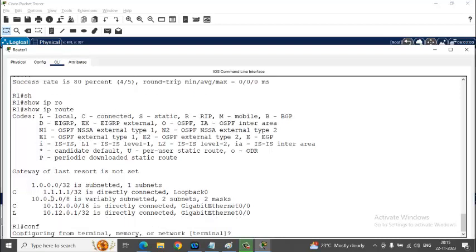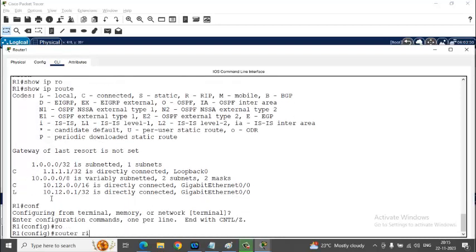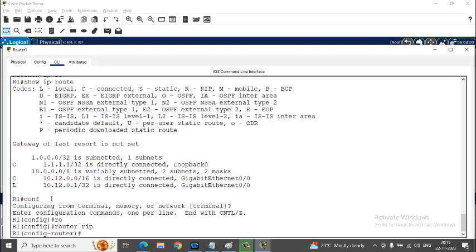Earlier we discussed administrative distance about static routing, and the administrative distance of RIP is 120. Here the default version is version 1. Now let's go and enable dynamic routing. Router RIP.